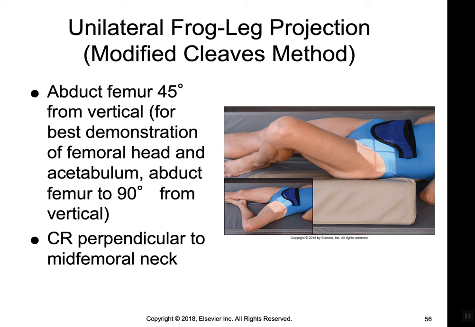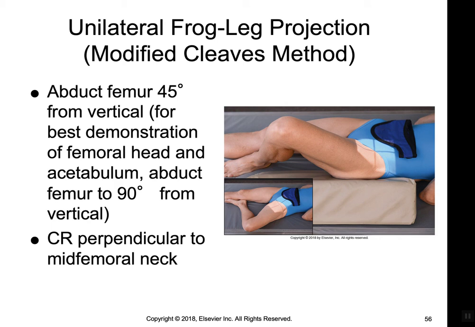Your IR is a 10 by 12 crosswise or landscape. Your mAs is 10 to 20. And your kVp is 80 to 85. Going to shield the patient if you can. Flex knee and hip on affected side. Femur abducted 45 degrees from vertical. Center the affected femoral neck to the CR and the IR. The CR is perpendicular to the IR at the mid-femoral neck.